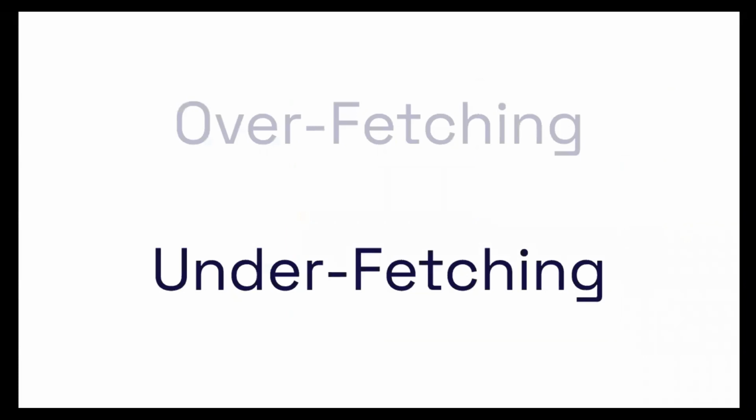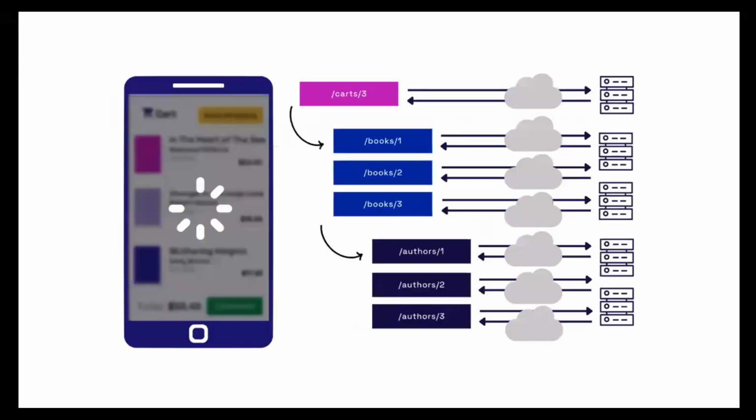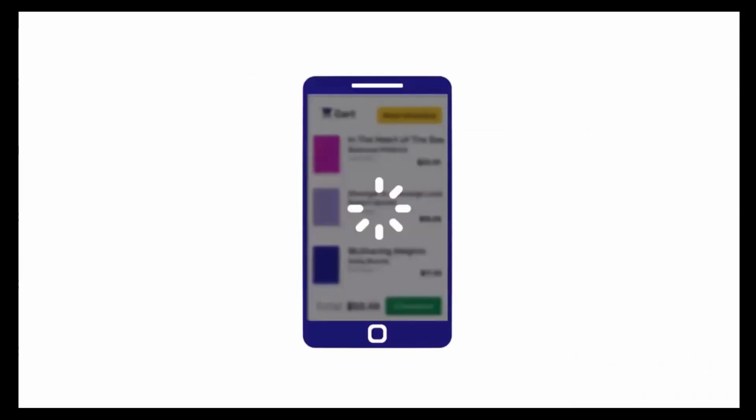Fetching too little data, or underfetching, can also be a problem. When an endpoint doesn't contain all the required data, the client must make additional requests. This can cause a waterfall effect, resulting in multiple round trips between the client and server. Round-trip latency from additional requests can significantly increase page load time. This is especially problematic on mobile devices, where a typical page takes 88% longer to load than on a desktop.